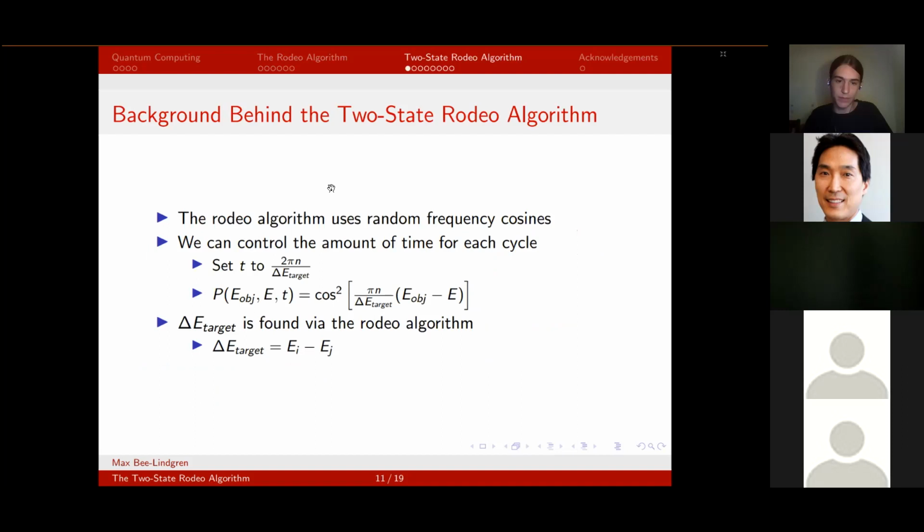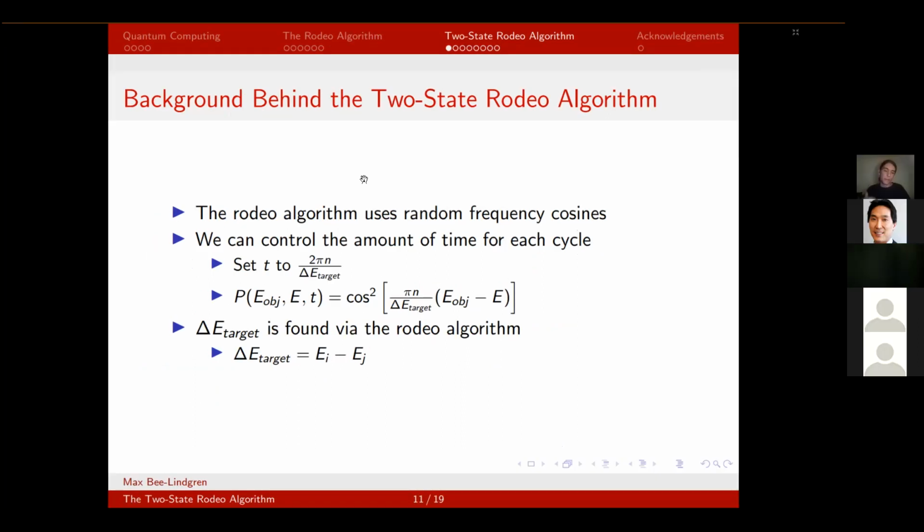The way the Rodeo algorithm works is we randomize the time for the time evolution. What this does is it suppresses all the energy differences that aren't 0, because the gaps between the spikes in the cosines are random, so they'll basically all cancel out once we have enough cosines. However, we can control the amount of time the system evolves for.